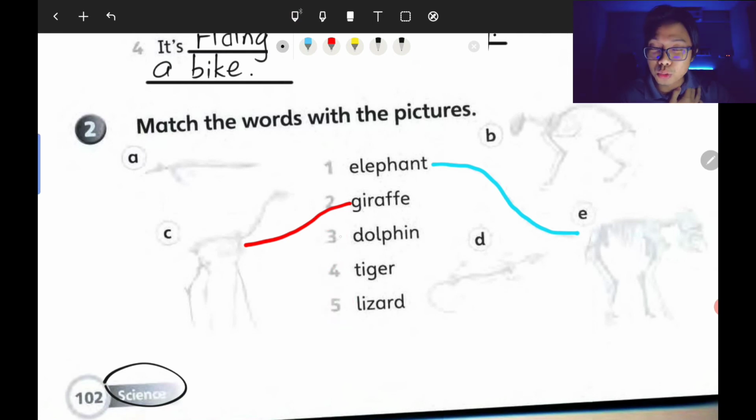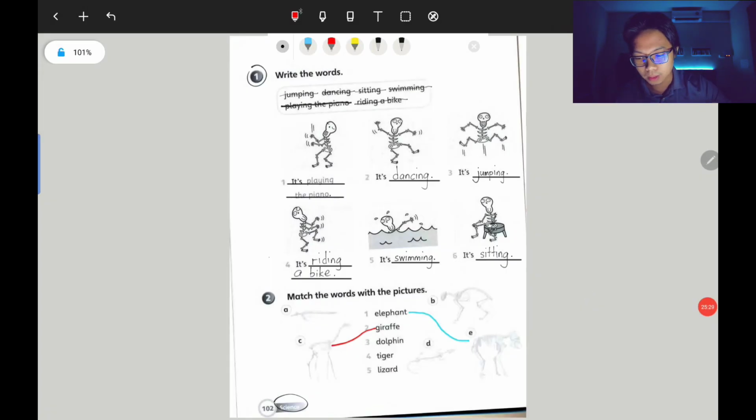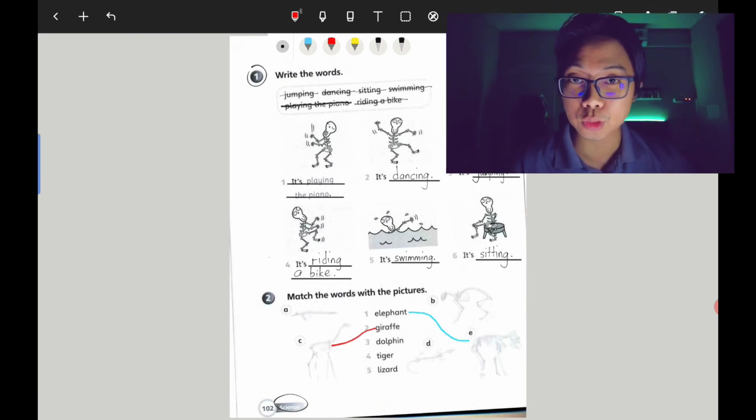I will let you do that. And please remember, you may use your color pencil. Okay. And after you have done this, selepas sudah siap, please send on our Telegram group so that I can look through your answers. And that's all for today.